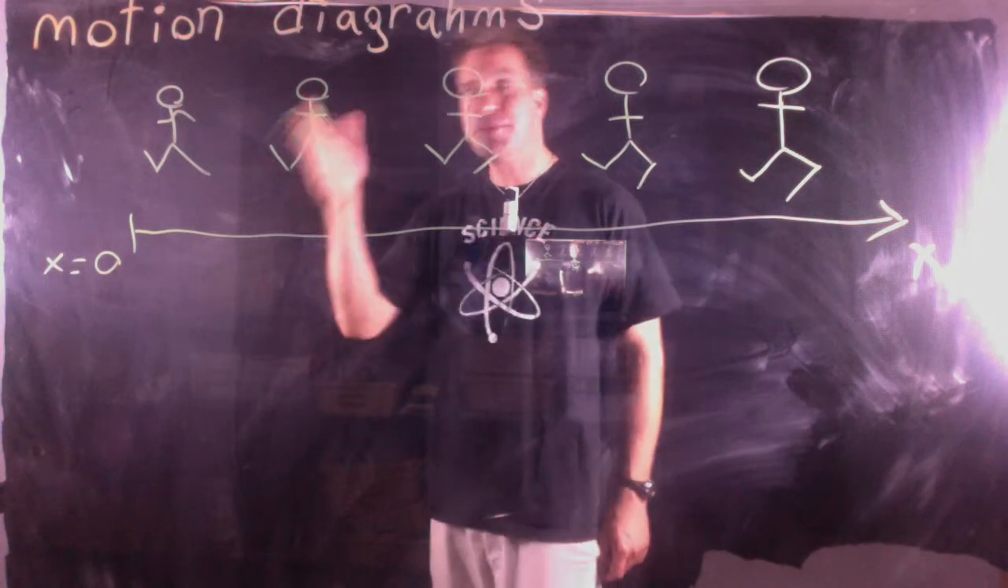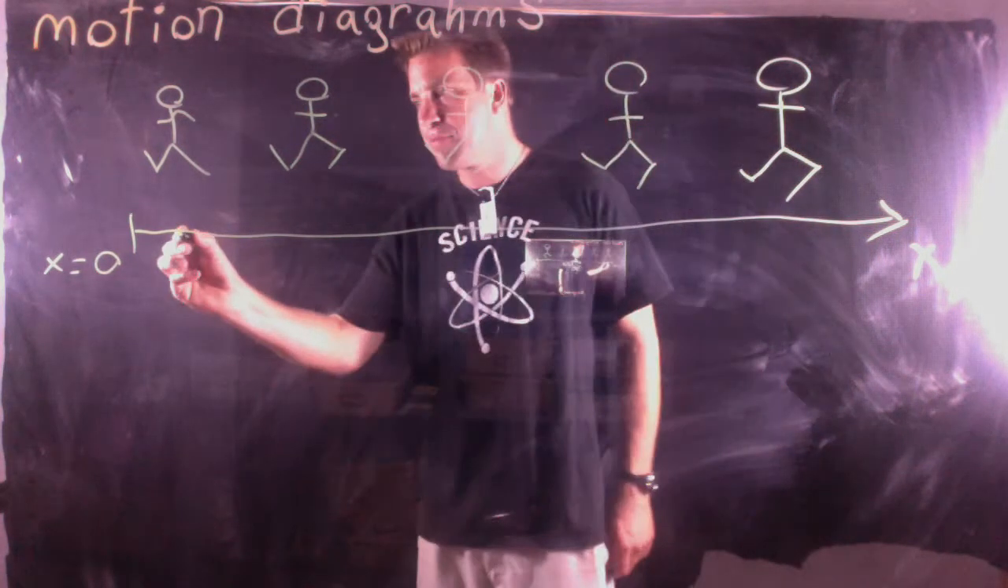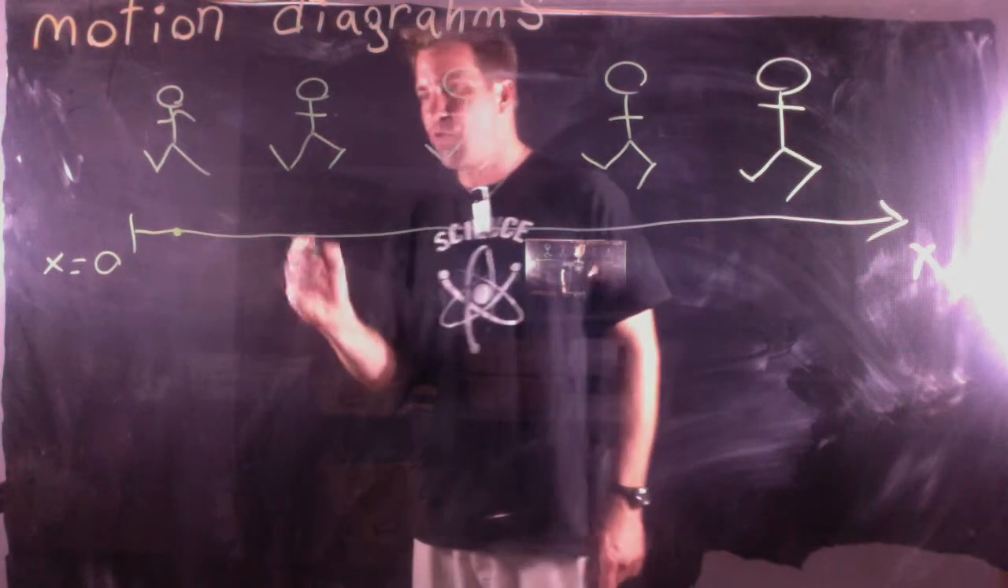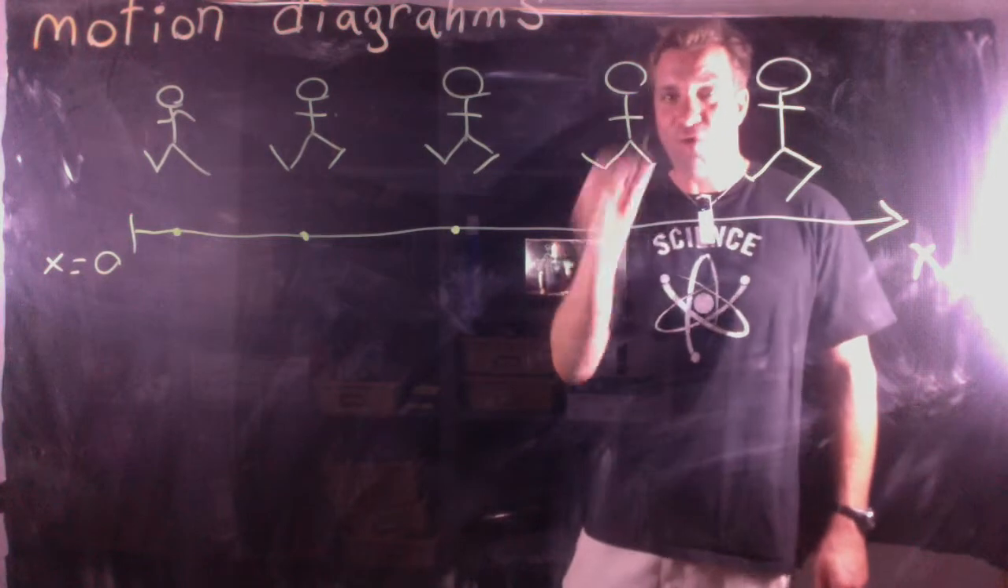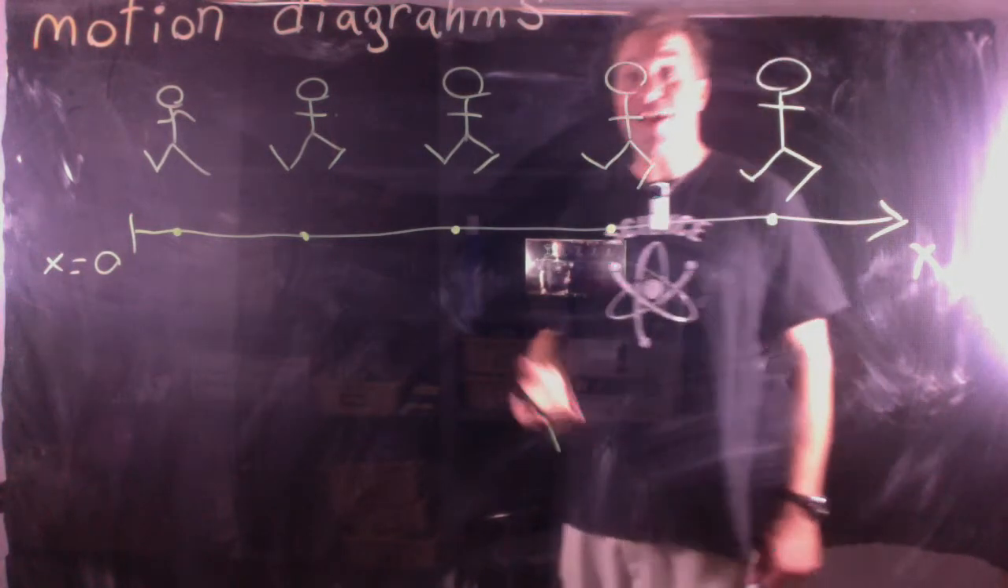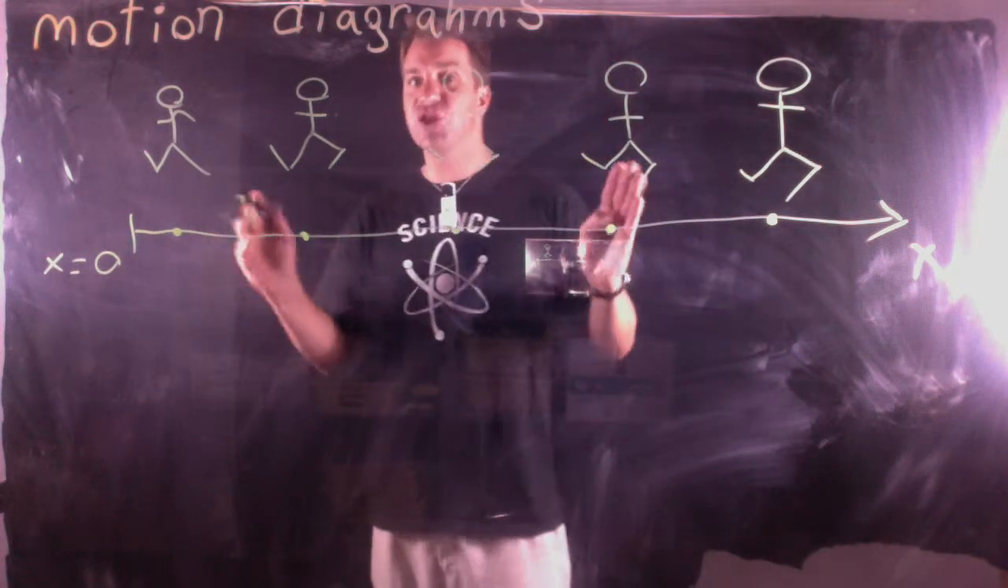So how do we deal with motion diagrams? You don't have to draw images over and over again. That would be very cumbersome. Just make it a dot. Person at time 1, person at time 2, time 3, time 4, time 5. Okay? And then if we give you some numbers here, it's going to make good sense, okay?